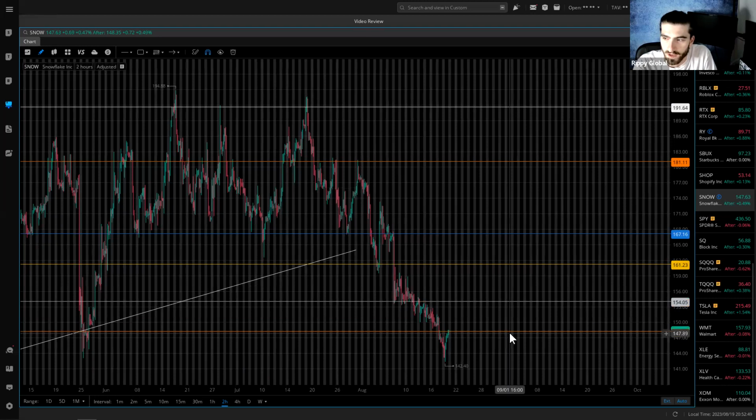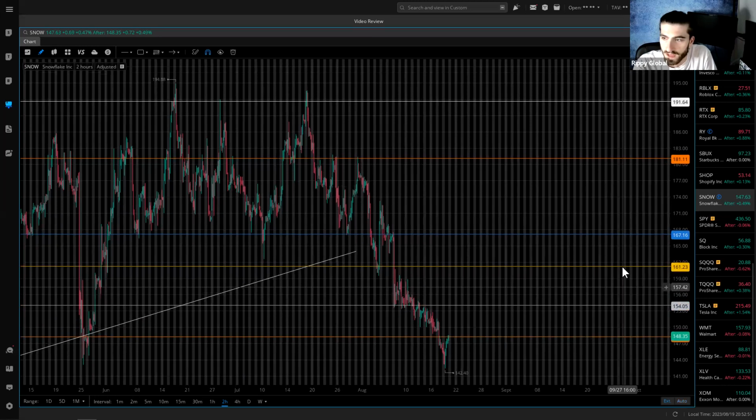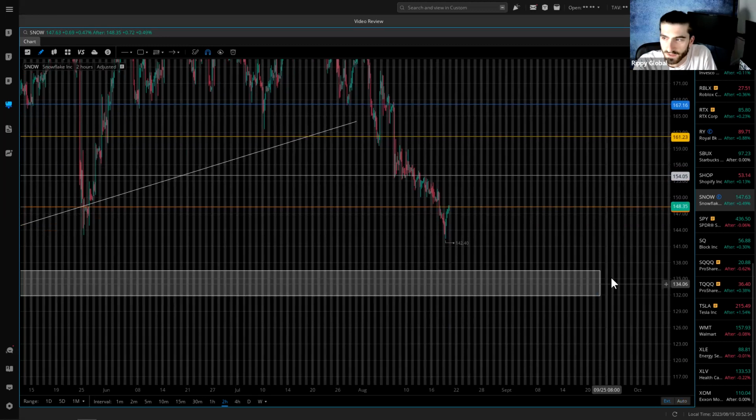If we reject 148 and we can't hold above that level, I expect us to possibly fill a gap down to that 134 to 135 a share on Snow.